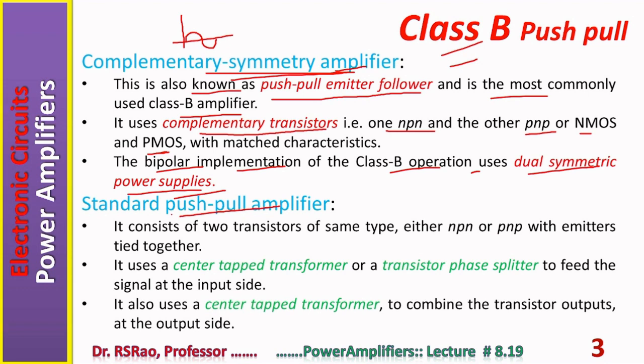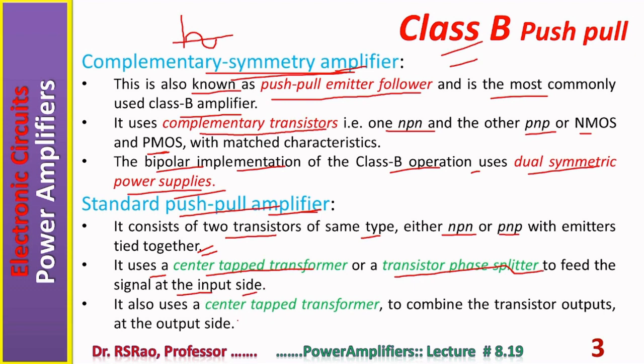Now, standard push-pull amplifier. It uses two transistors of same type, either NPN or PNP, with the emitters tied together, same type. It uses a center tap transformer or a transistor phase splitter to feed the signal at the input side.